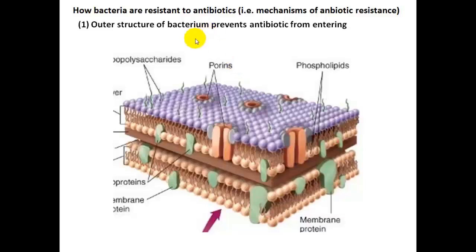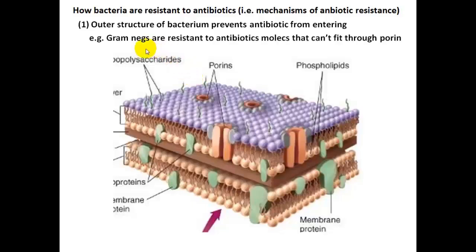Again, an example where the outer membrane just does not allow the antibiotic through is in gram-negatives. They are resistant to certain classes of antibiotics simply because the antibiotics are too big to fit through the porins of that gram-negative cell.